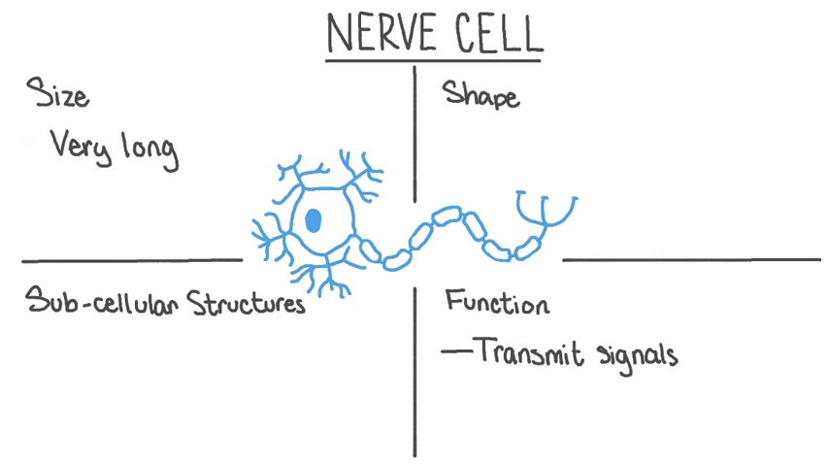Nerve cells are cells that are specialized for the purpose of transmitting signals from place to place. These cells are responsible for processing our thoughts, controlling our movements, and helping us to sense the world around us. They can be very long, up to a meter in length.